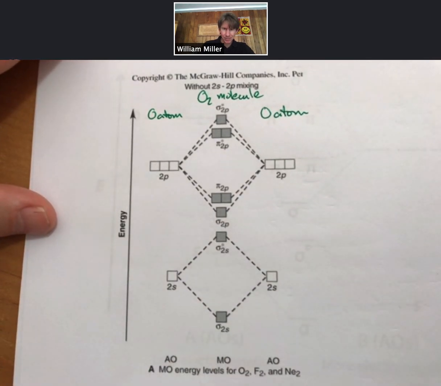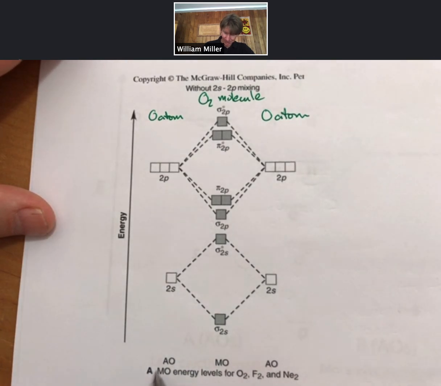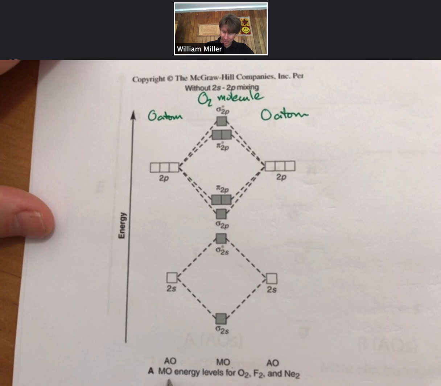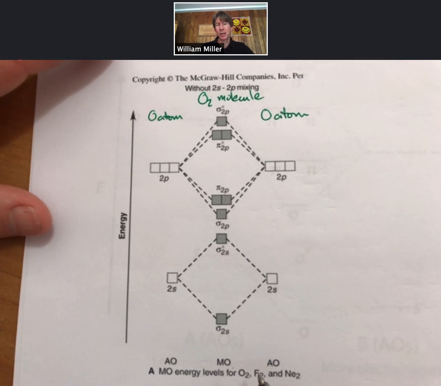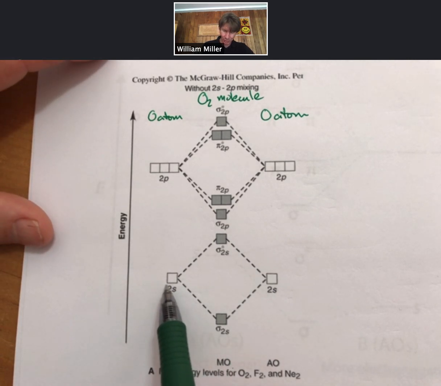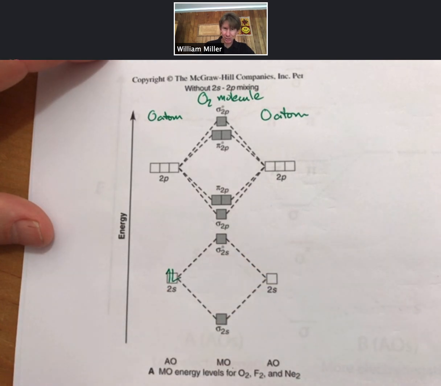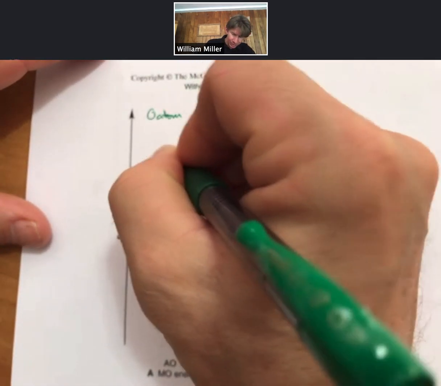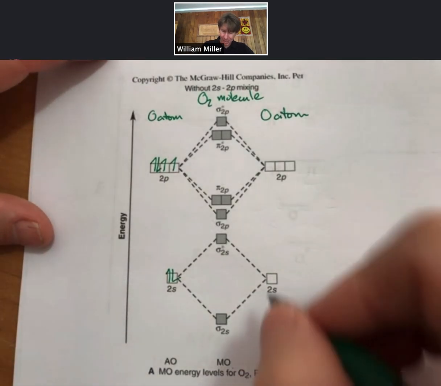It says AO, atomic orbital, and MO, molecular orbital, here. And it also says that these are the molecular orbital energy levels for O2, F2, and Ne2. There's a slightly different diagram for the other diatomics, carbon, nitrogen, and I think beryllium. But the process is the same. Let's go ahead and put, for oxygen, 2s2, 2p4: 1, 2, 3, 4. Same thing on the other side.